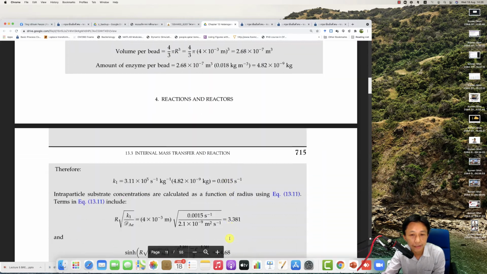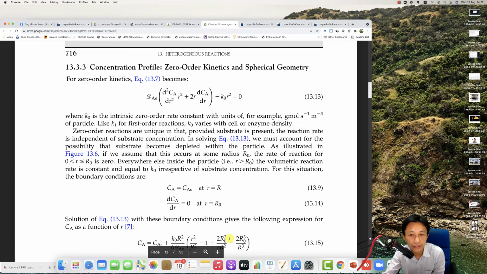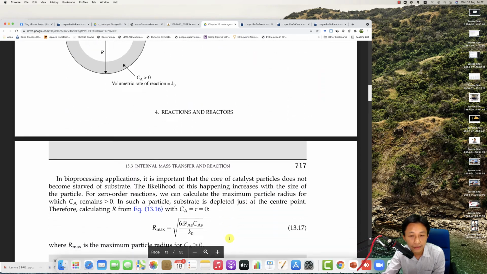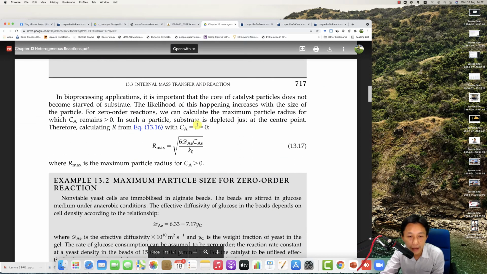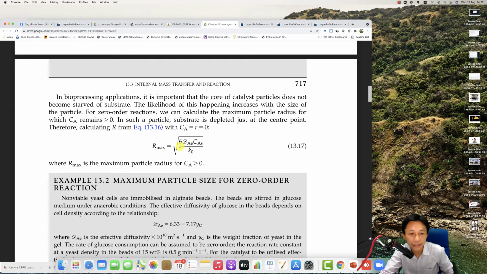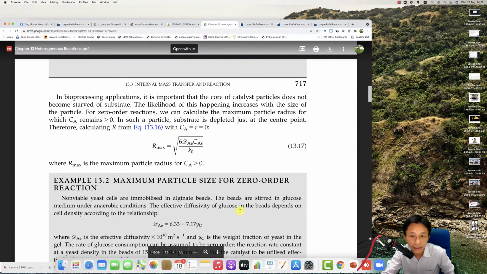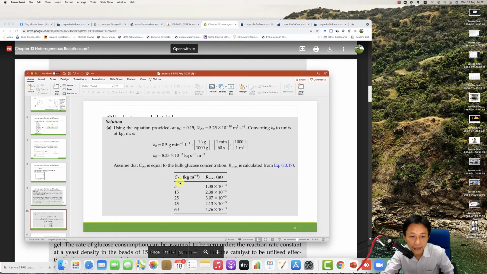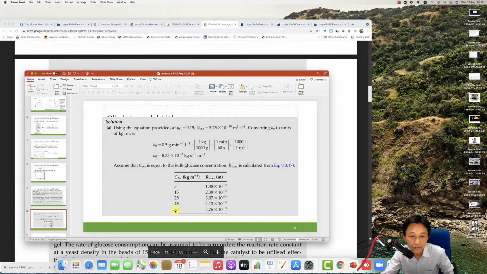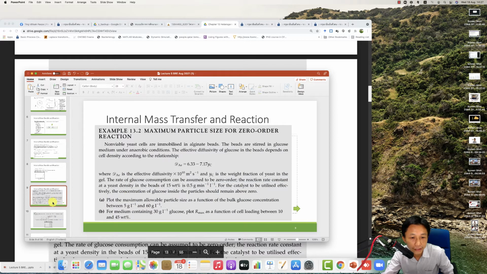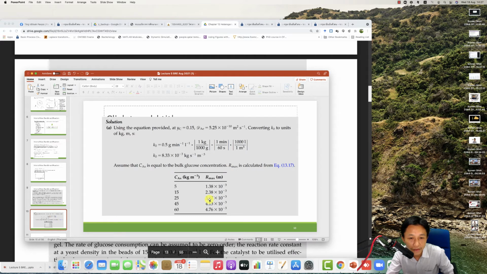And 17, where is 17? 17 is this one. This one is Rmax. Okay, we change this one to Rmax. 17, and then what else? We have Rmax here, from what? From 5 to 60. Okay, and then we have Rmax here.